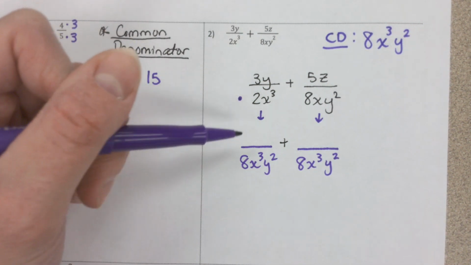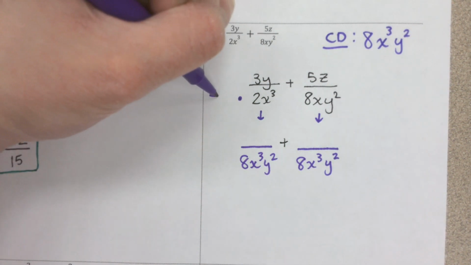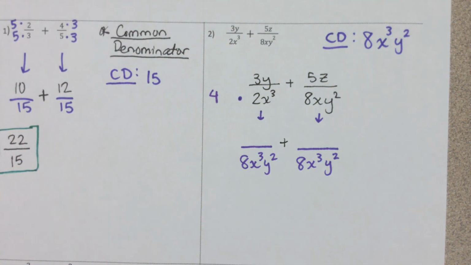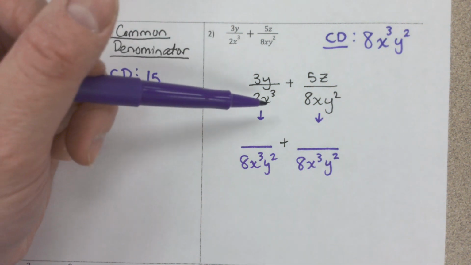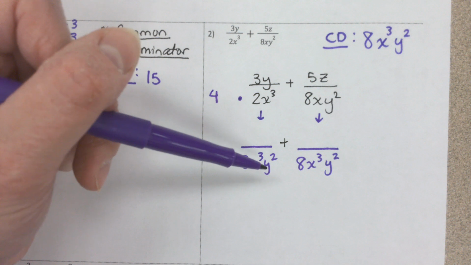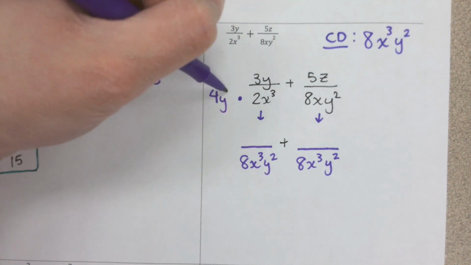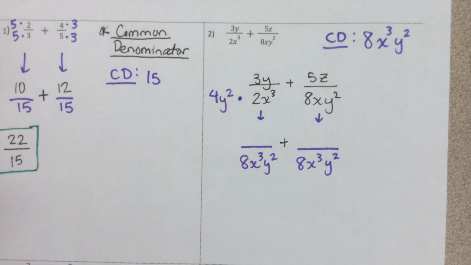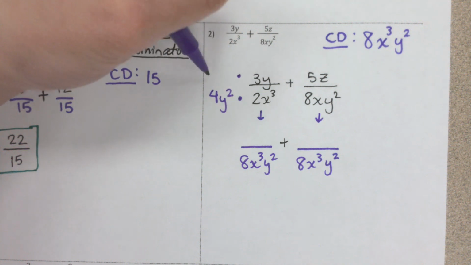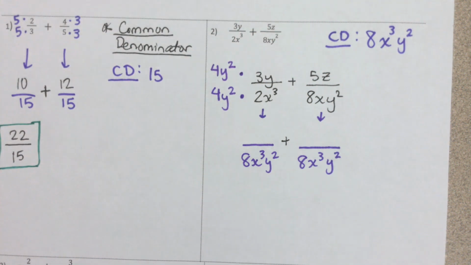We need to turn 2 into 8. That can be done with a 4. 2 times 4 is 8. We already have the x cubed, so we're good there. We just need that y squared. So I'm going to give it a y squared as well. That means I'm going to multiply the top by 4y squared to make this work.